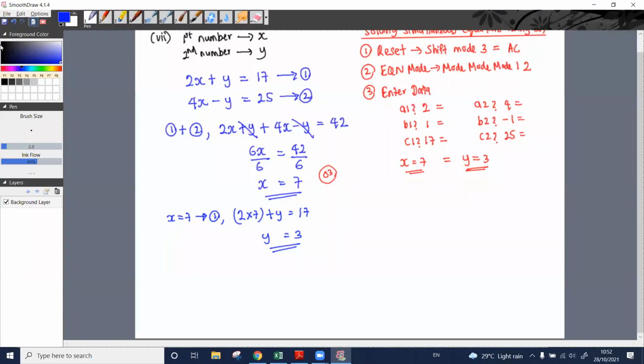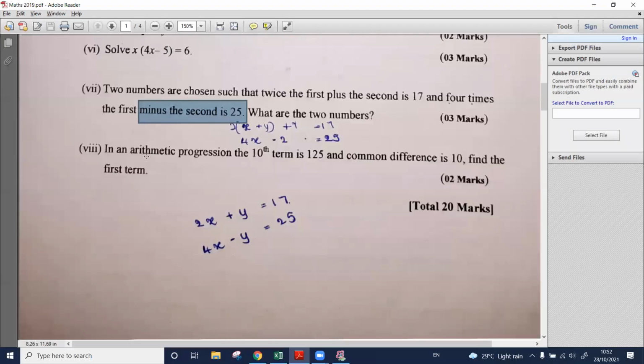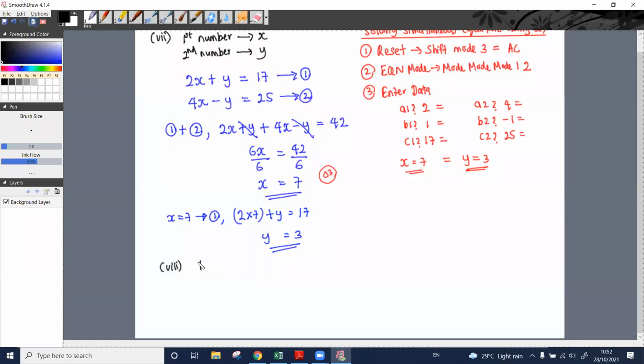Part 8. In an arithmetic progression, the 10th term is 125. How can we find the T10 value? Tn equals A plus n minus 1 D, so T10 should be equal to A plus 9D, since 10 minus 1 is 9. Right.